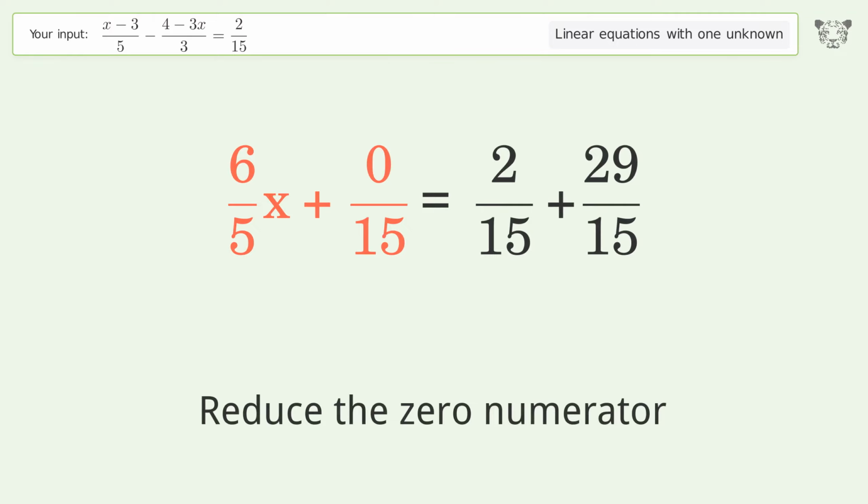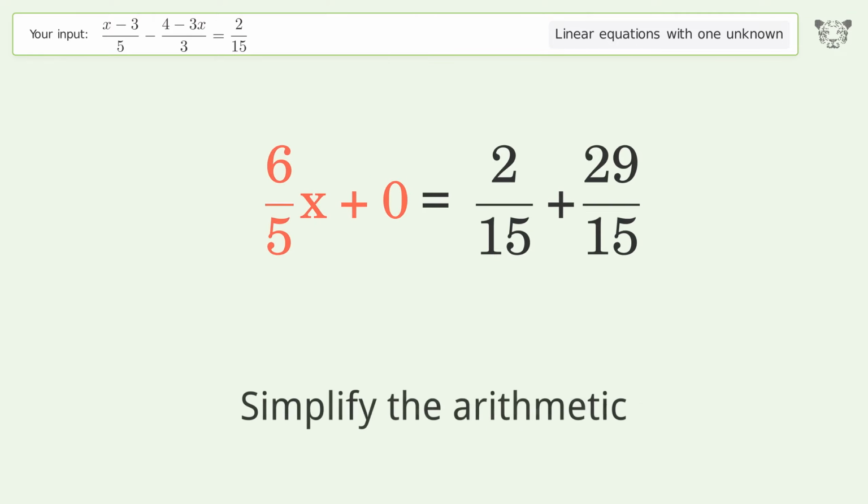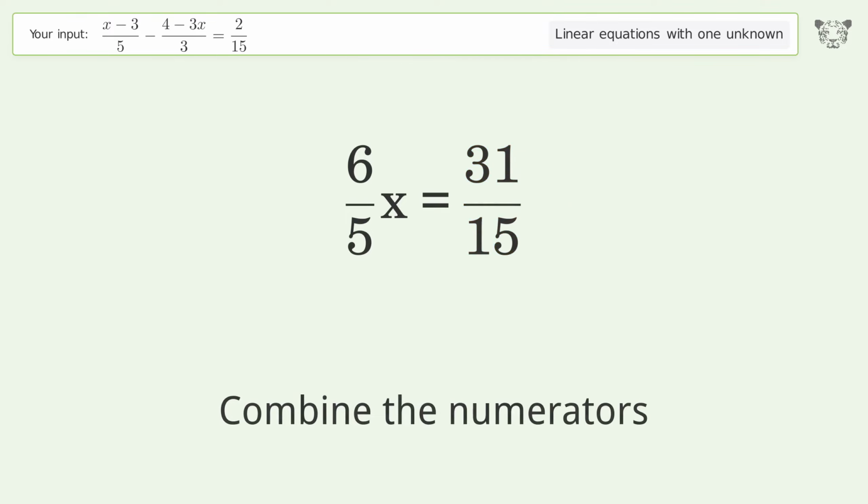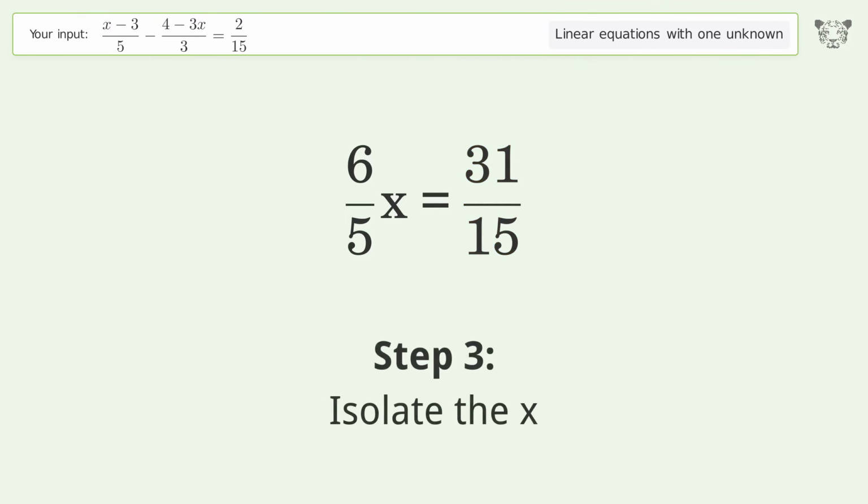Reduce the zero numerator. Simplify the arithmetic. Combine the fractions. Combine the numerators. Isolate the x. Multiply both sides by inverse fraction 5/6.